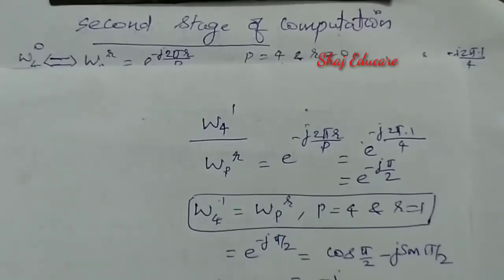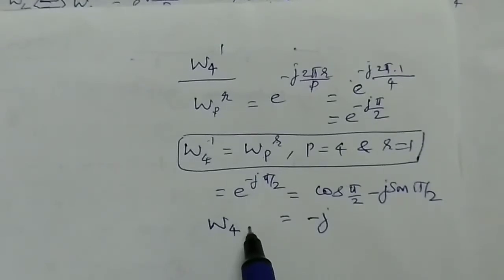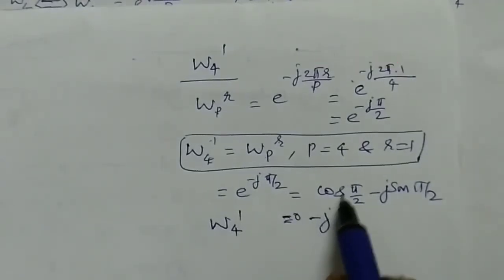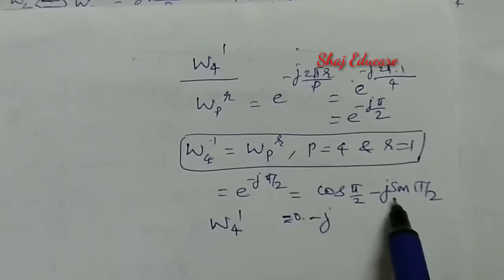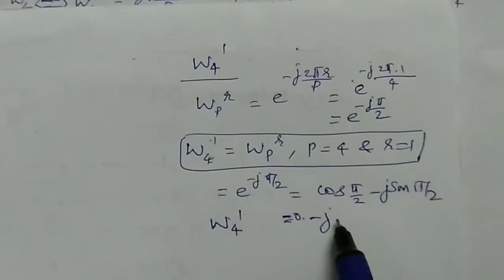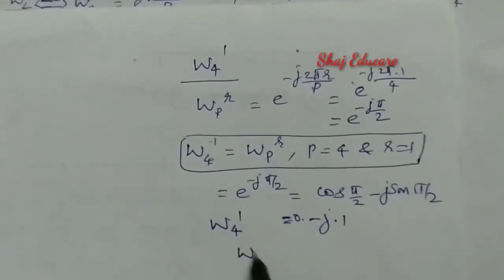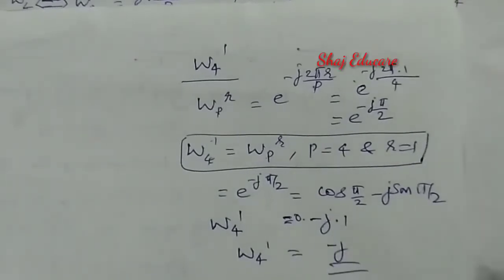So what we are getting is W4 raised to 1 is equal to 0 minus j, as sin pi by 2 is equal to 1. So W4 raised to 1 is equal to minus j. Okay, right.